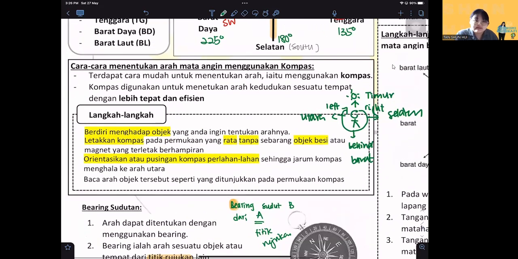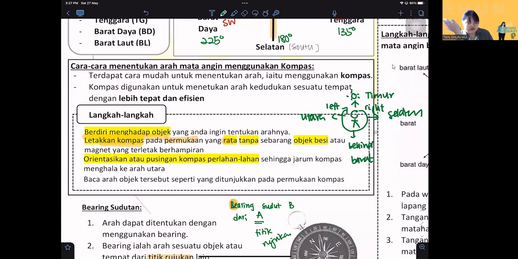Now, how to use the compass? Like just now the question said. To use the compass, you first, of course, stand in front of whatever you want to measure. Berdiri menghadap objek, like the one that I highlighted for you. And then make sure that your compass is put at a flat area. Letakkan kompas di permukaan yang rata. And far away from what? The compass must be far away from what? Metal, yes. You can see it.